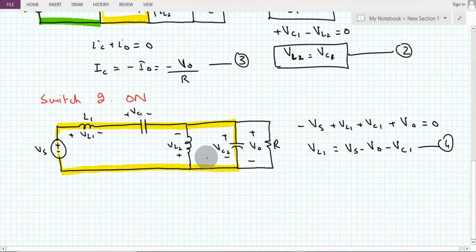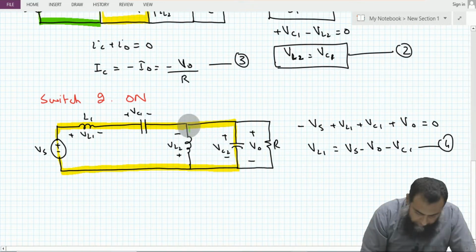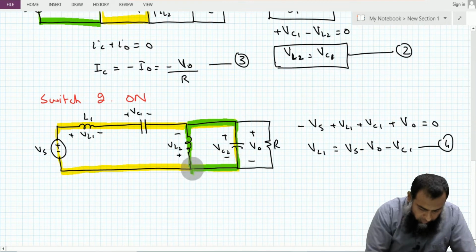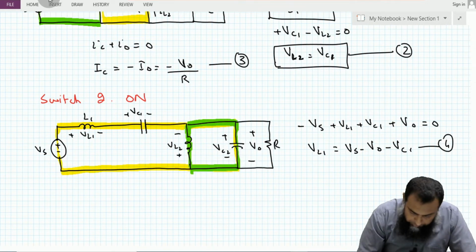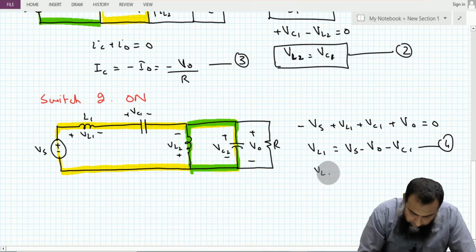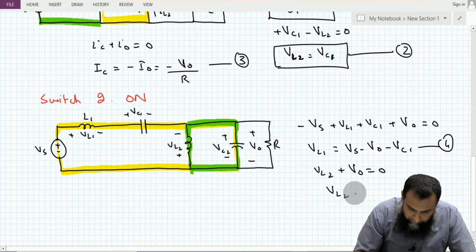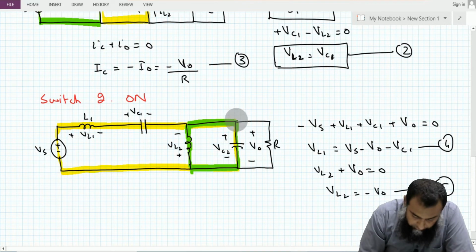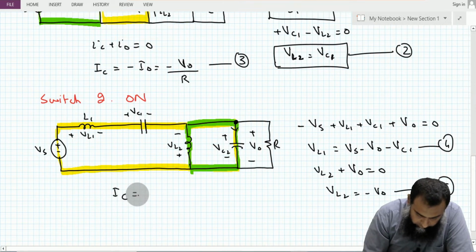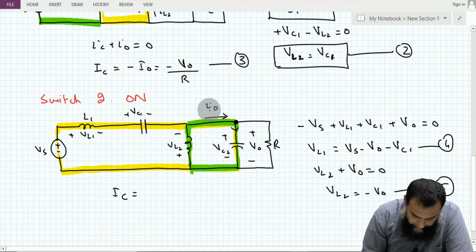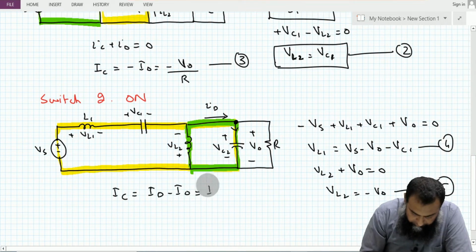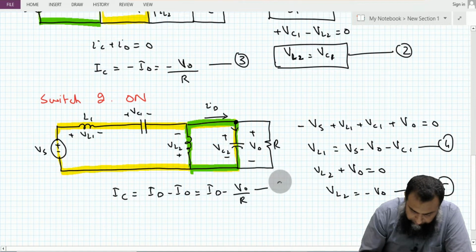And for this inductance L2, we will apply the KVL here. So this becomes equal to VL2 plus V0 is equal to 0. So this VL2 becomes equal to minus V naught, and this becomes my equation number 5. If we apply the Kirchoff's current law here, then IC is equal to this current, let us say this is ID, that is equal to ID minus I naught, and that is equal to ID minus V naught over R. So this becomes our equation number 6.